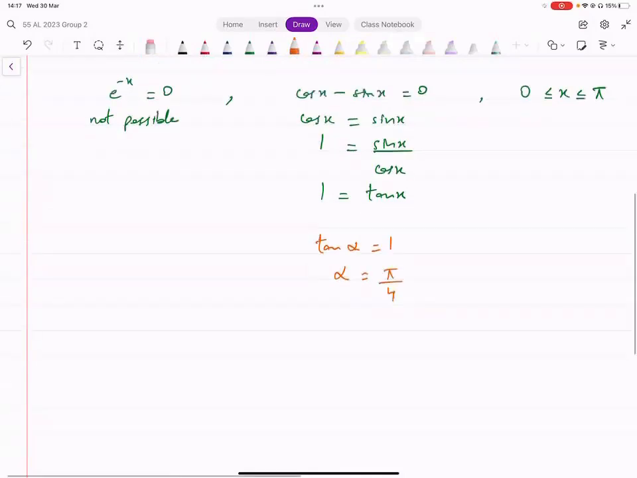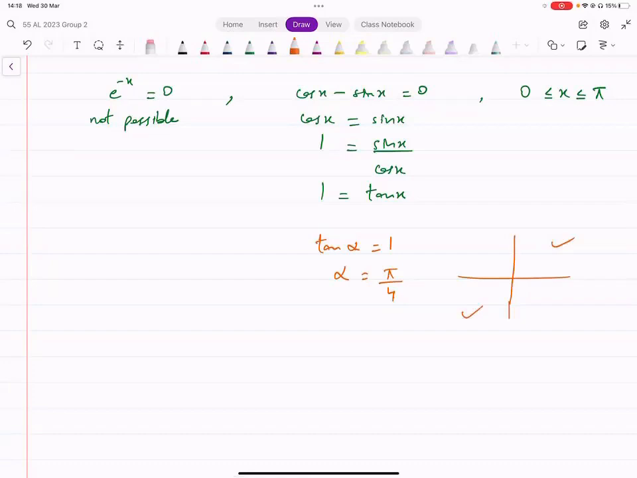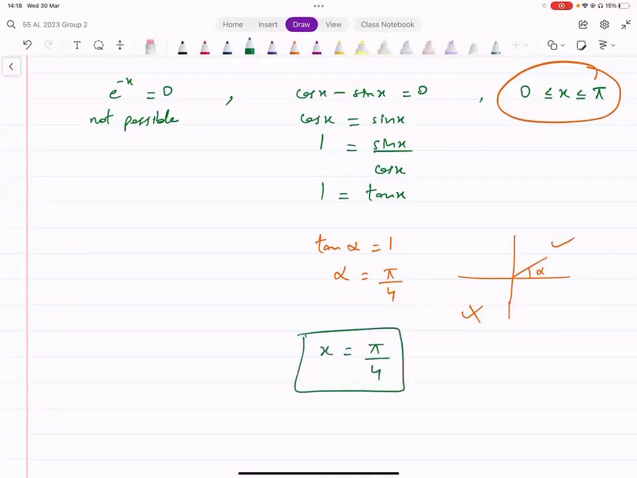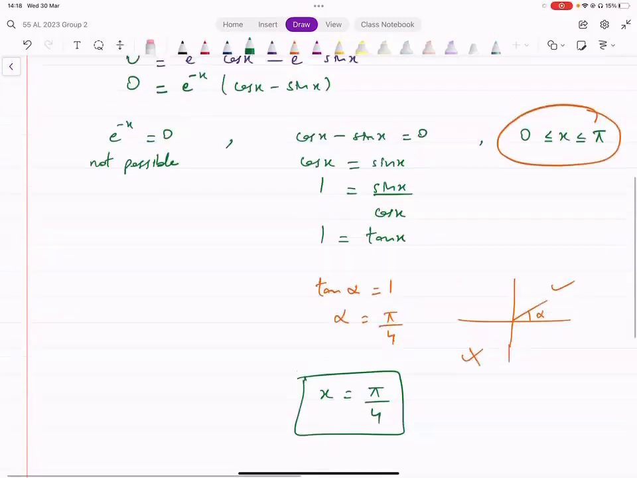Now tan is positive here. In which quadrants is tan positive? The first quadrant and the third quadrant. But because your interval is only 0 to pi, we can't be in the third quadrant. So it's only the first quadrant, and in the first quadrant you only need this value. That is x equals pi over 4. This is your final result. x equals pi over 4.